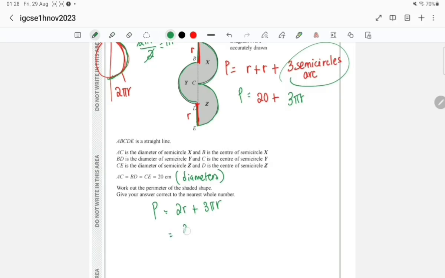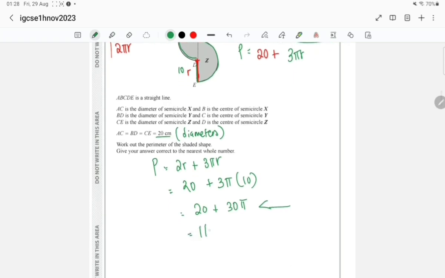Or if you want, 20 plus 3 times pi times the radius, which was 10. Okay, the radius is 10, so that the diameter is 20. So it would be 20 plus 30 pi. Give your answer correct to the nearest whole number. So let's put that in our calculator. So 20 plus 30 pi. This will give me 114 point something. Okay, to the nearest whole number, so it would be just 114 centimeters.